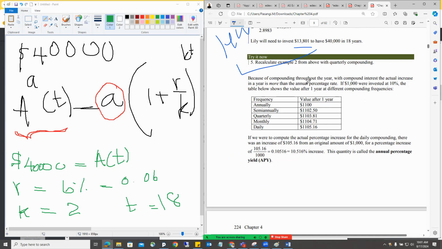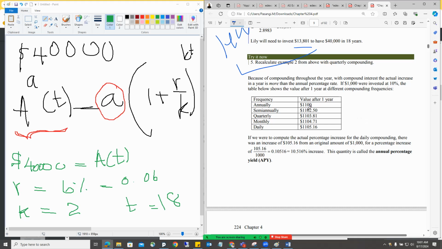Because of compounding throughout the year with compound interest, the actual increase in a year is more than the annual percentage rate. If $1,000 were invested at 10%, the table below shows the value after 1 year at different compounding frequencies.